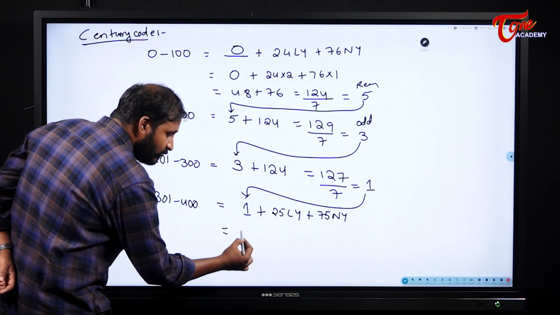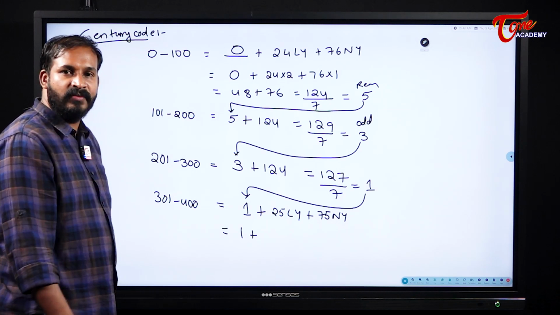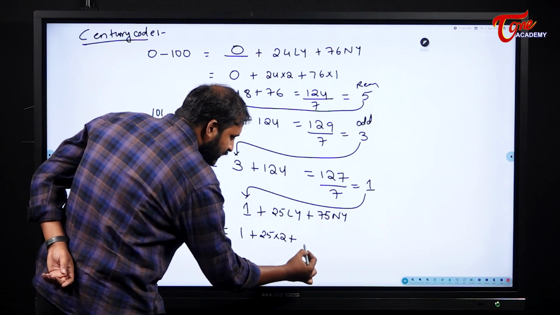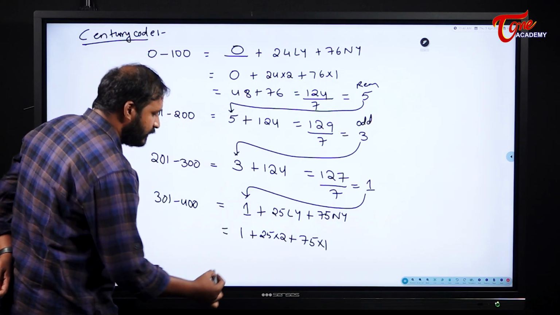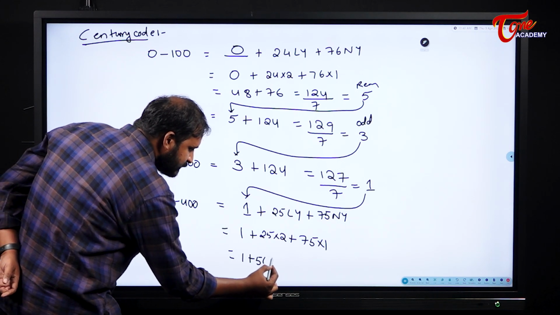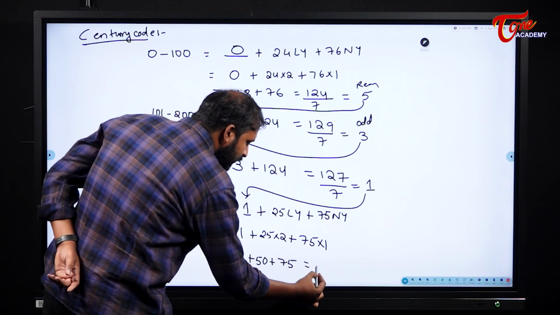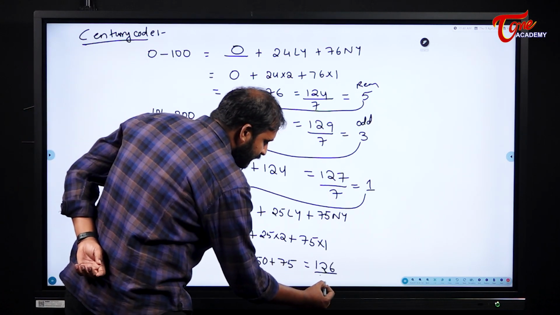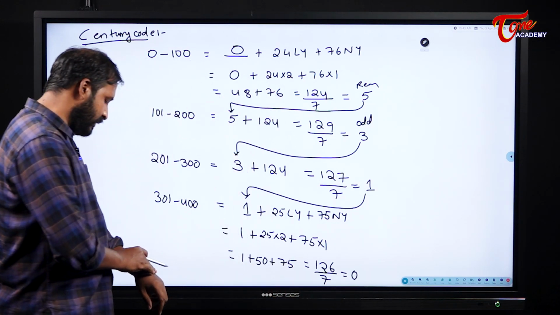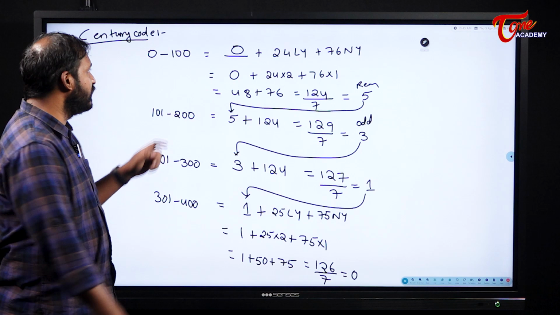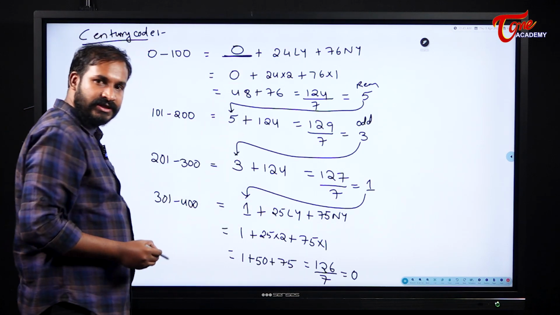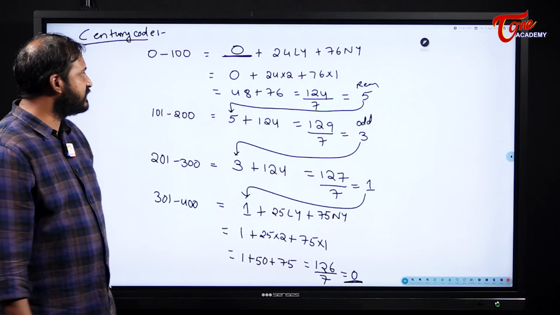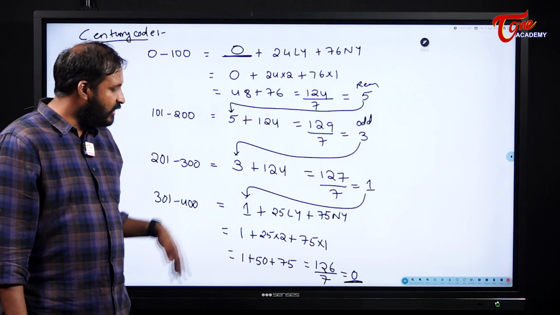So when I solve this, what will I get? 1 plus, 1 leap year contains how many odd days? 2 odd days. So 25 into 2, plus 75 normal years will have only 1 odd day each. So 1 plus 50 plus 75. What is the total I will get here? 126. When I divide it by 7, what is the remainder, or the odd days, I will get here? 0 odd days. See here, students, what are we starting with? With 0 we are starting, and we are ending with 0. We are starting with the odd days as 0 and ending with 0.